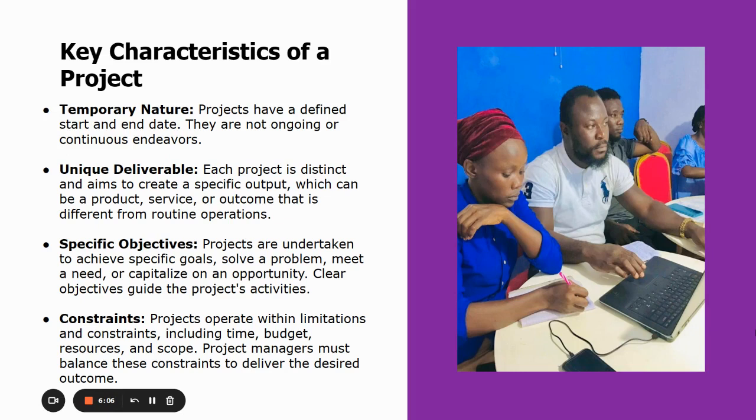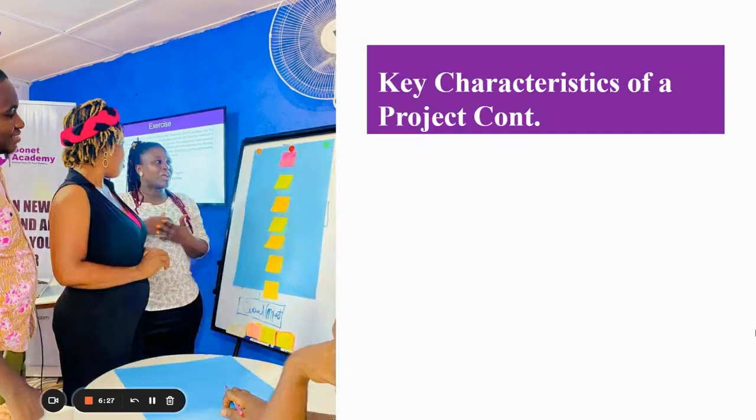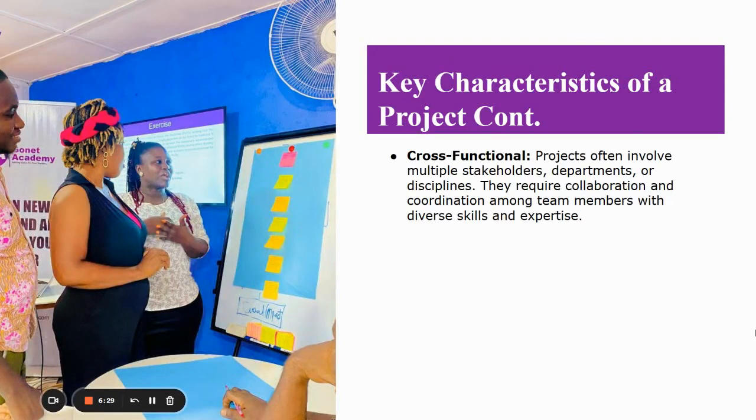So every project must focus on balancing these different constraints. How do you make sure there's time, budget, resources, and scope for the project to be successfully implemented? And that's where the project manager must be able to work hard to ensure that these different constraints are in balance. Now, let's talk about cross-functional.